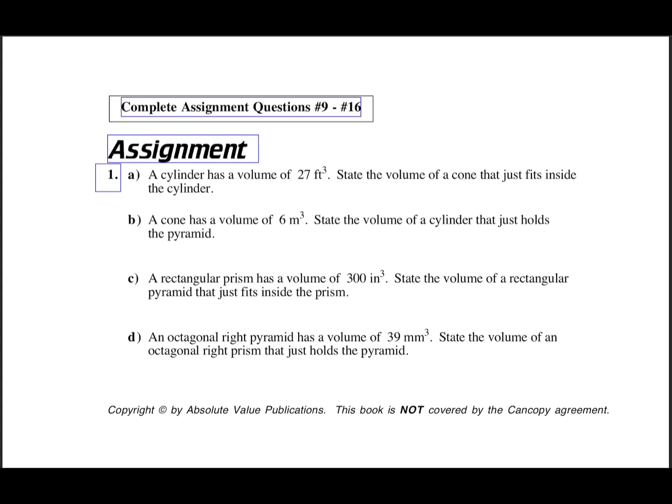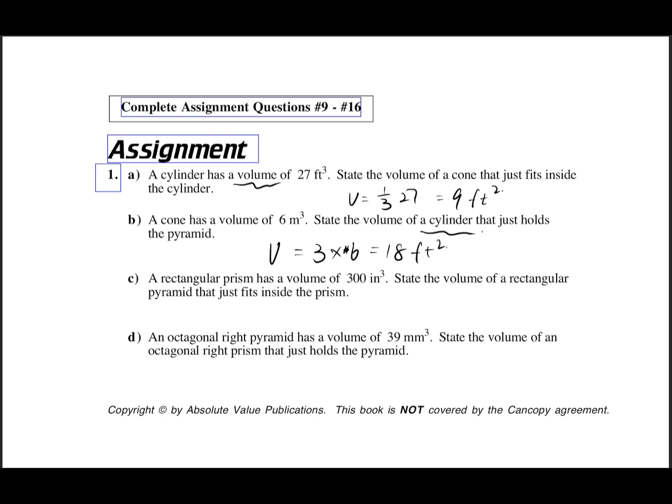Okay, let's do our homework. The first one, we know the volume and need to find the volume of the cone. So V equals 1/3 times 27, which equals 9 square feet. And B, a cone has a volume of 6, and we need to find the value of the cylinder. So V equals 3 times 6 equals 18 feet square.